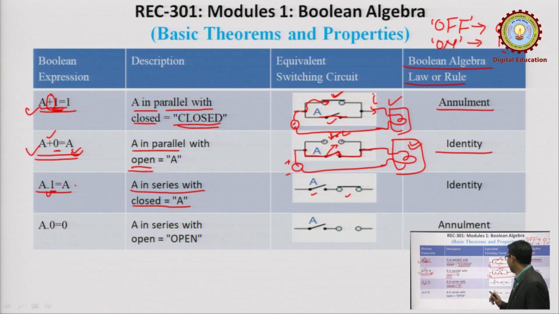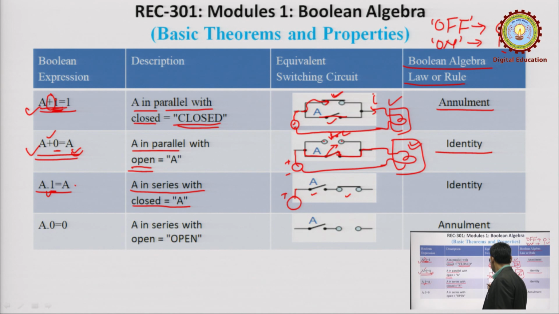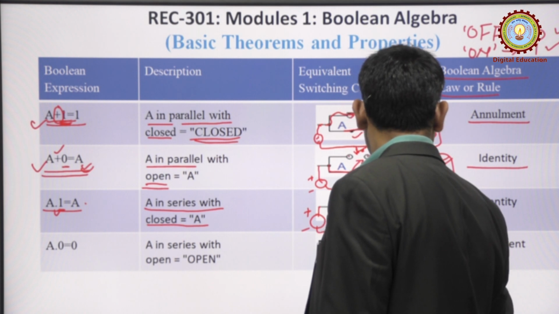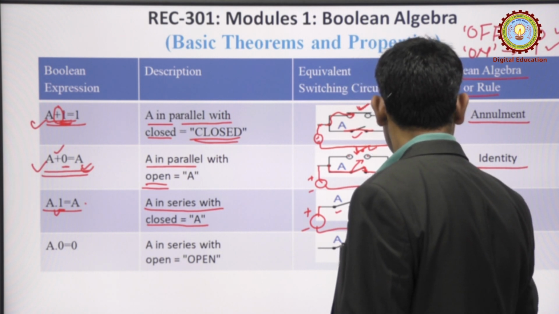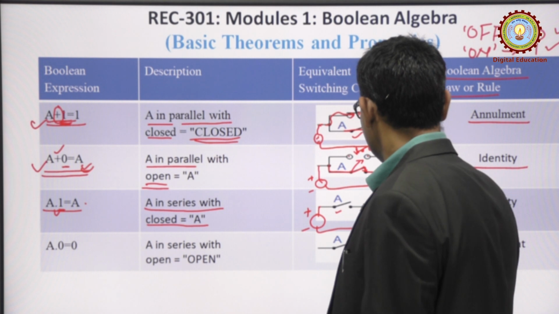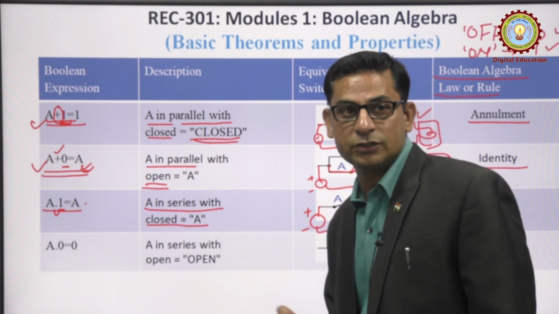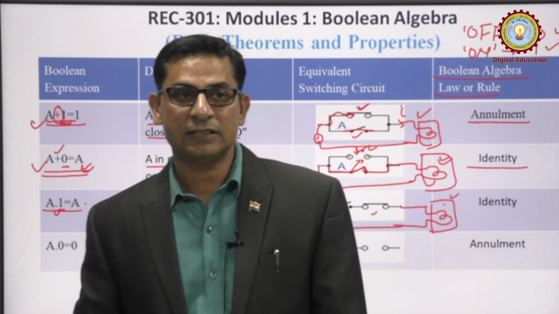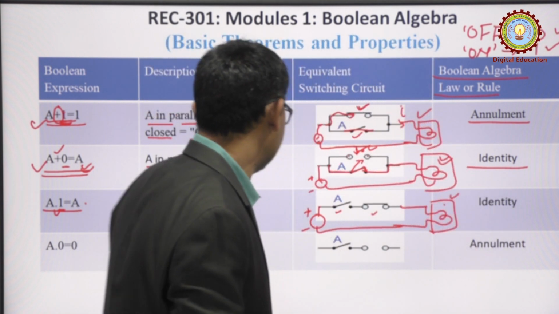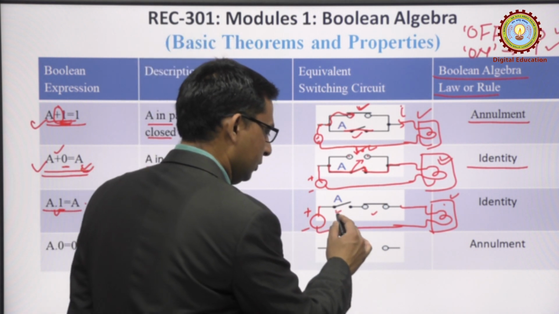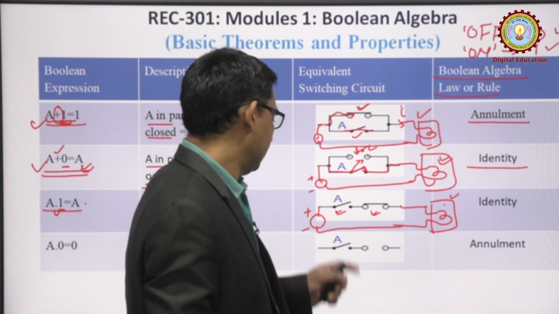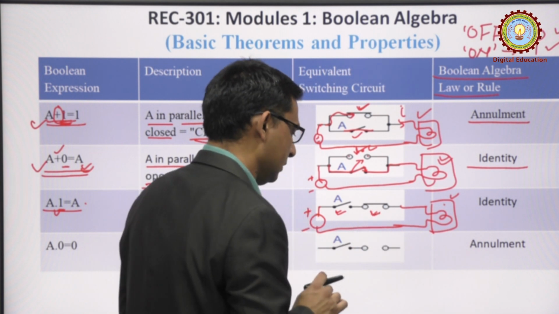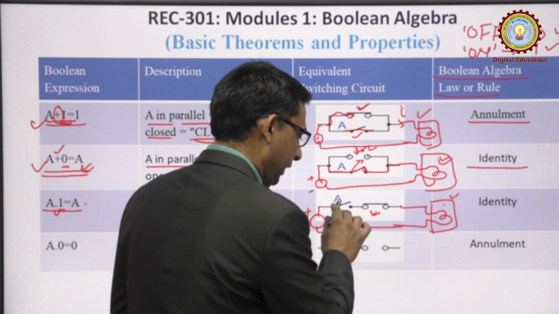So, what will happen? If this is our source, plus and minus, a DC supply, and this is the appliance, then to switch on this appliance, both the switches should remain in closed or on state.